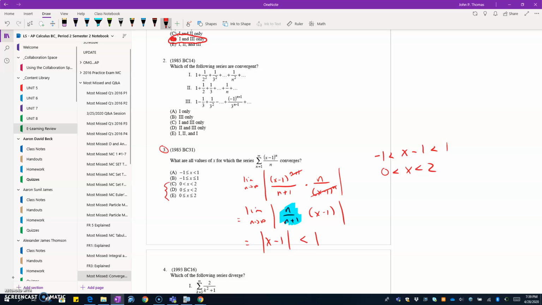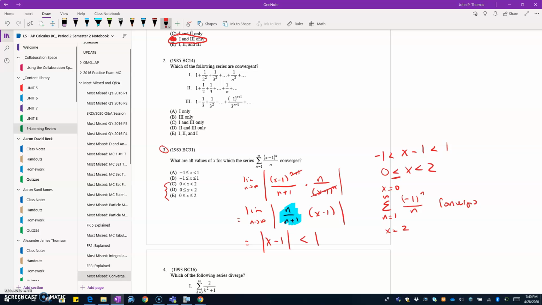Now, unfortunately, we look over and there's 3 choices that actually match them. So now I'm going to have to drill down and look at each endpoint. So I'm going to start when x equals 0. And when x equals 0, I'm looking at the series n equals 1 to infinity of negative 1 to the n, because it's 0 minus 1, over n. That is our alternating series that's 1 over n, but alternating. So this actually converges by alternating series test. Then that means that the 0 is included.